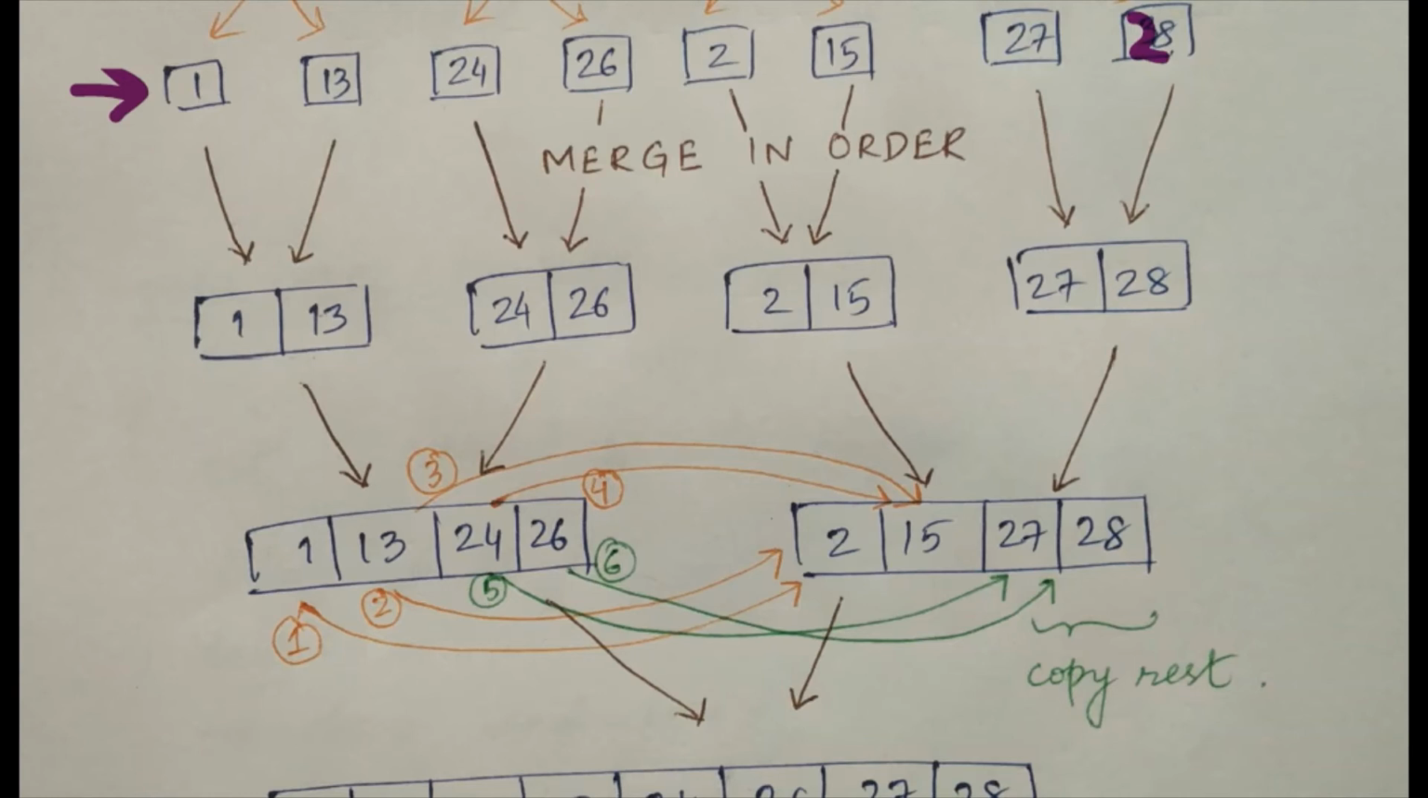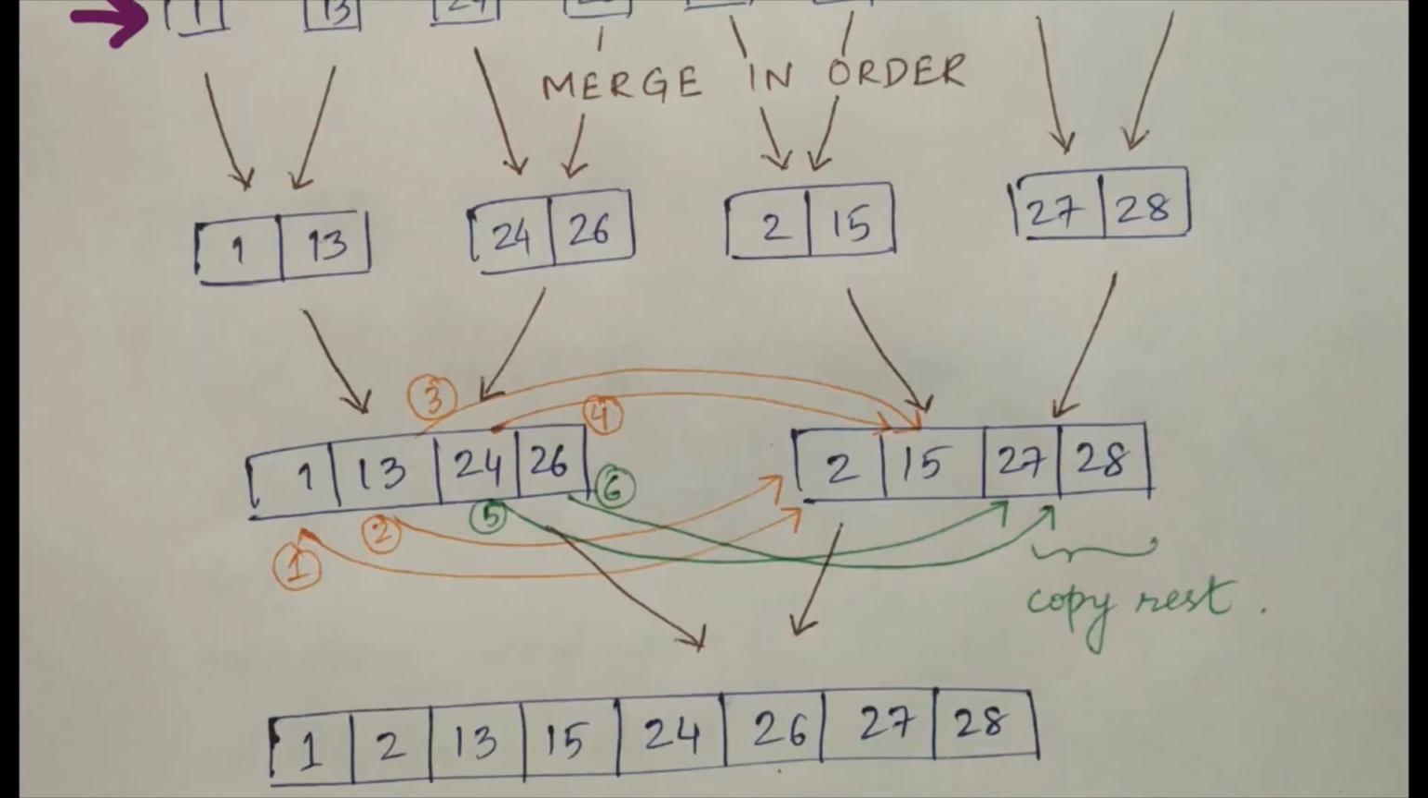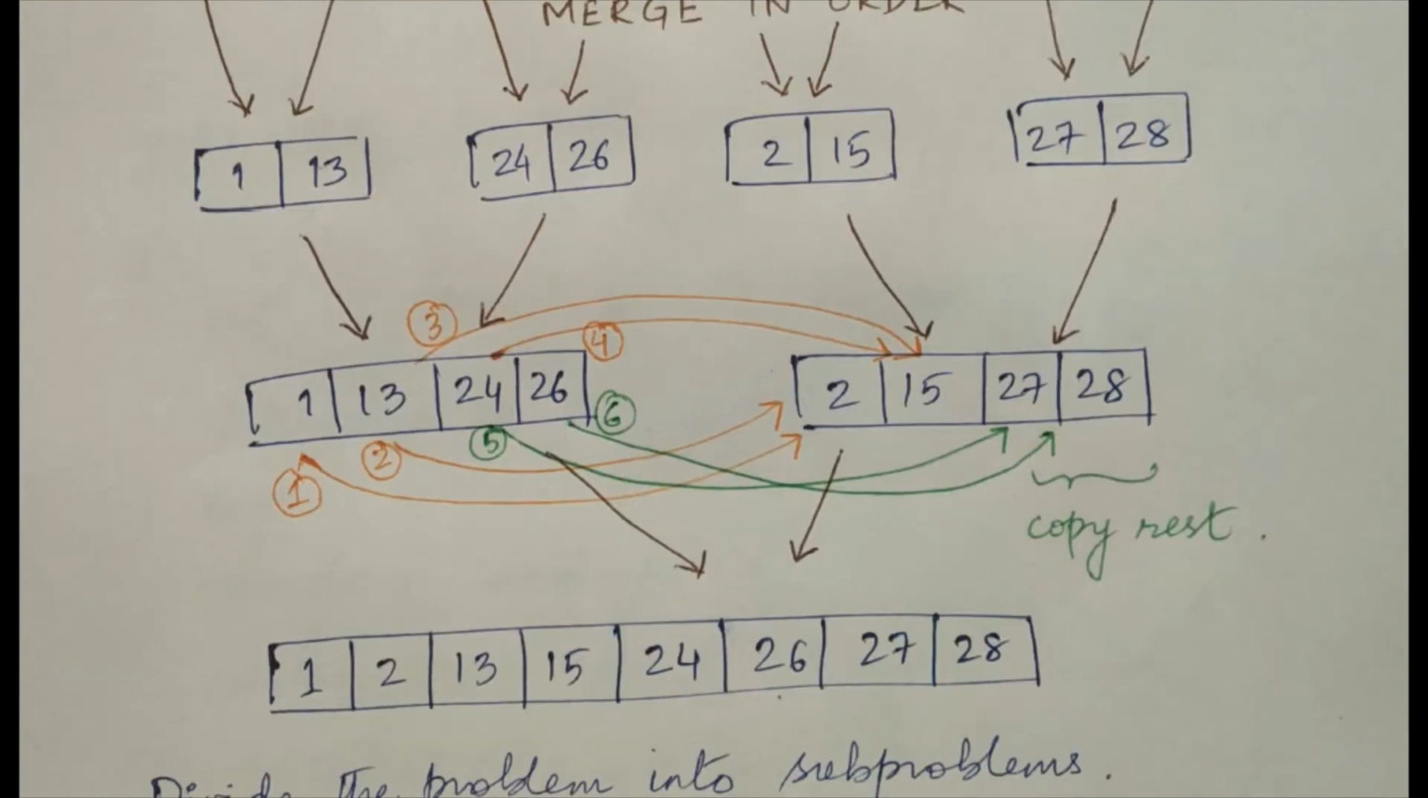When I merge 1, 13, 24, 26, it is already in order, so it will be merged in order, and same here. If it was not in order, we would have to do comparisons, which I'll show you here how we do it. I've marked arrows and numbered them to show how we compare. We first compare the first element of the left side with the first element of the right side. If we are doing ascending order, whichever is lower goes here. So 1 goes here, and this pointer moves ahead. This pointer stays where it is.